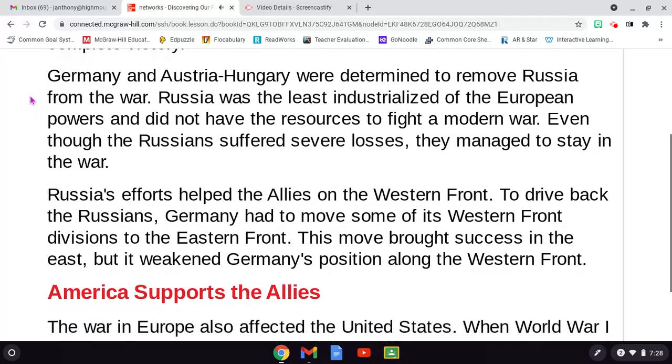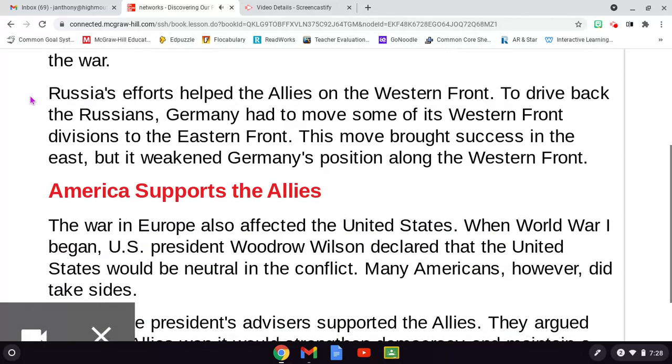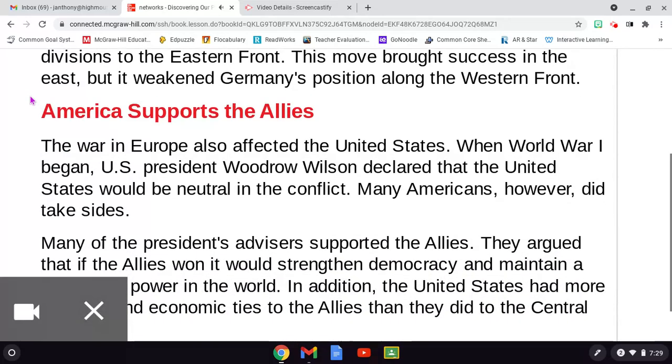Russia's efforts helped the Allies on the Western Front, as Germany had to move some of its Western Front divisions to the Eastern Front to drive back the Russians. This move brought success in the East, but it weakened Germany's position along the Western Front.